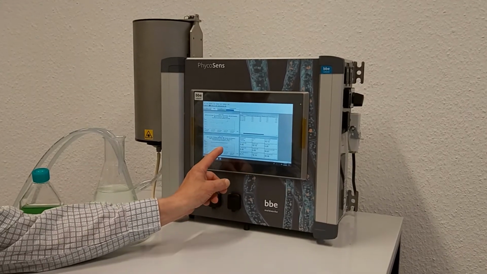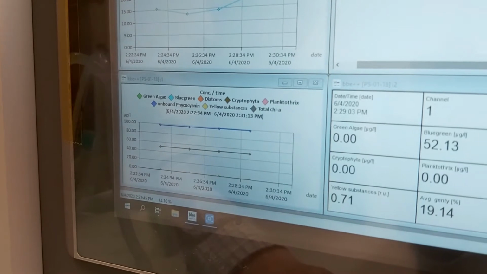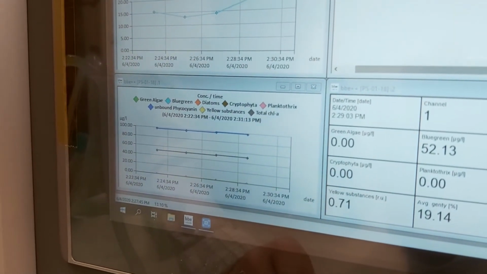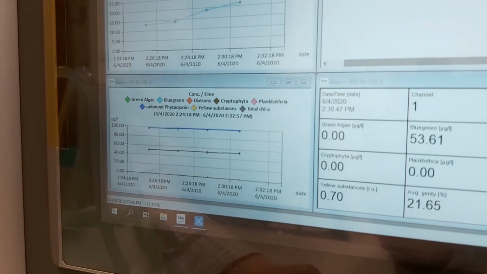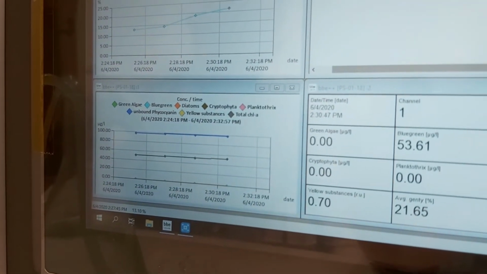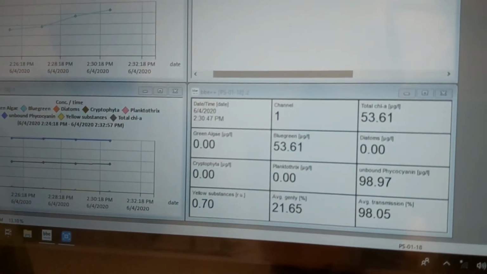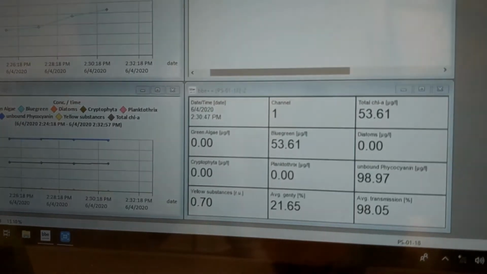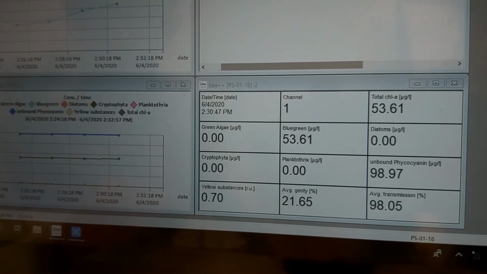You can see this here as the concentration of the cyanobacteria, and a certain amount, the blue line above this, is the amount of unbound Phycocyanin, which is rather high. This means that we have stressed these cyanobacteria because we used the water to dilute them, and of course they react to the change of the medium.